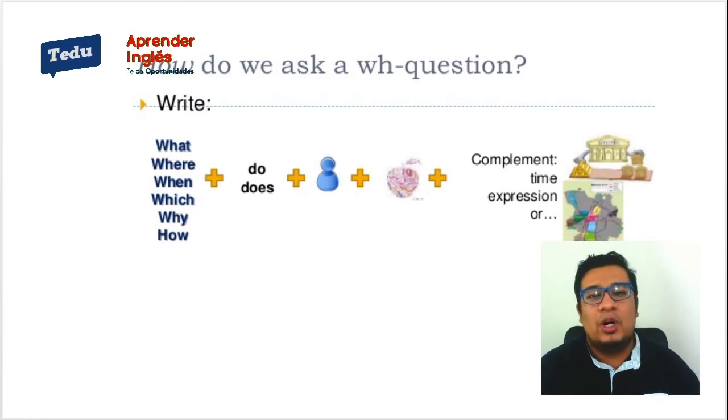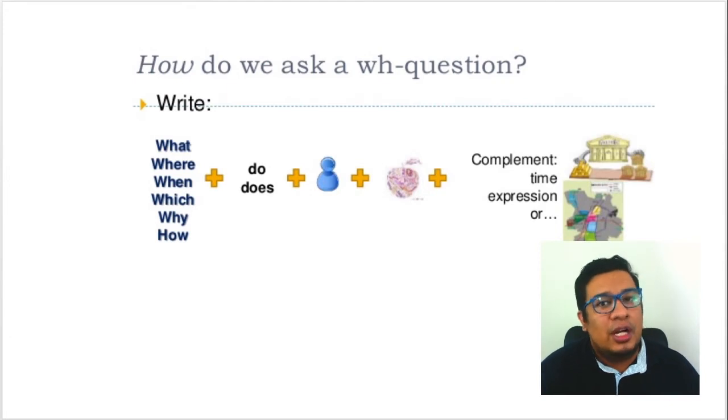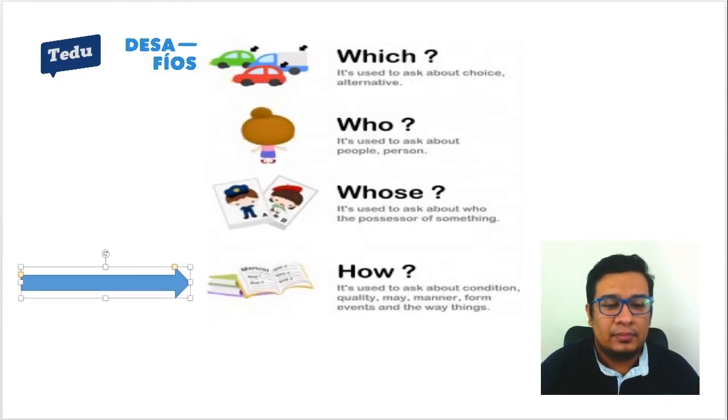That's the only thing that we are using right now. Present simple. So we have what, where, when, which, why, how. ¿Listo? Tengo do and does. Si se da cuenta, tengo do and does. Y voy a copiar esto por acá.